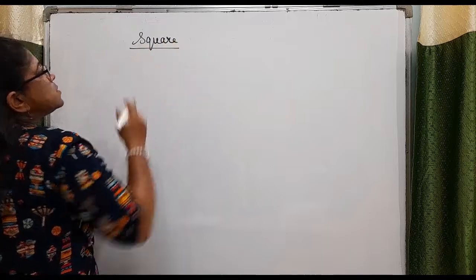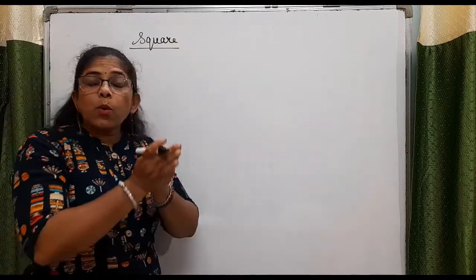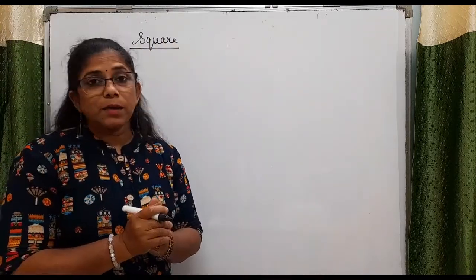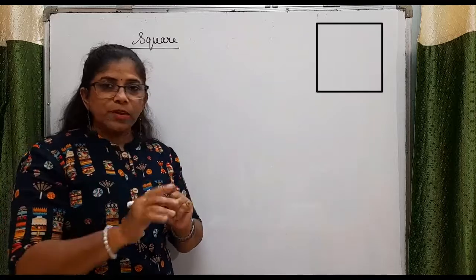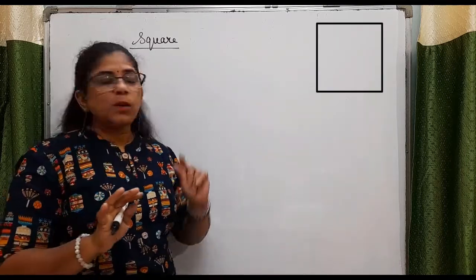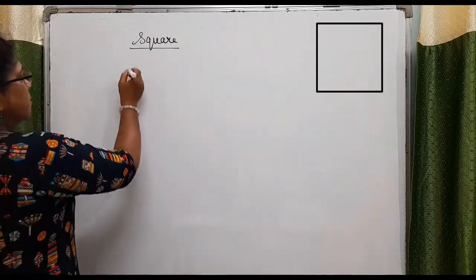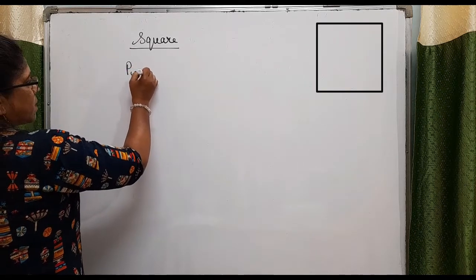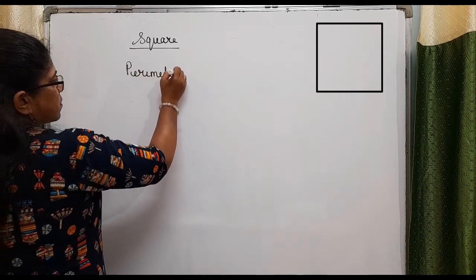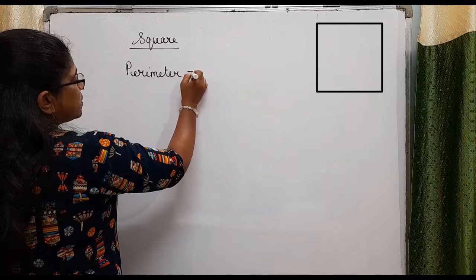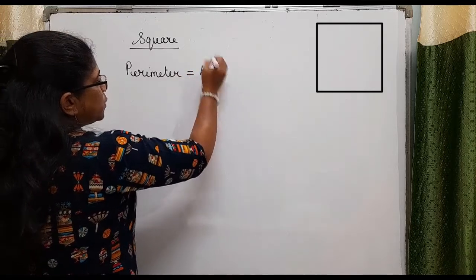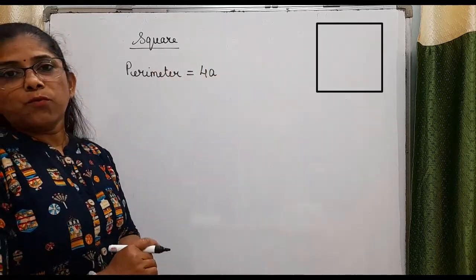Now square. Square means all of us know that all four sides of the square are equal. A geometrical figure with 4 sides where all 4 sides are equal is a square. Perimeter. Perimeter of this square is 4 into A, where A is length of one side.